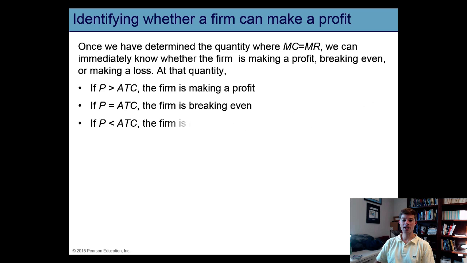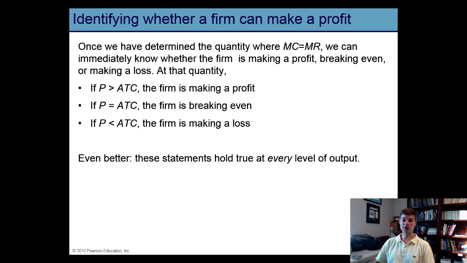So in summary, if price is greater than the average total cost of production, the firm is earning positive economic profits. If price is equal to the average total cost of production, the firm is breaking even. And if price is less than the average total cost of production, then the firm is incurring a loss.